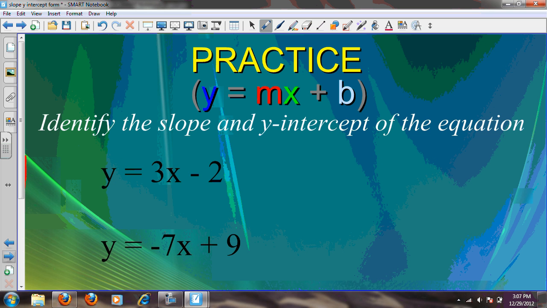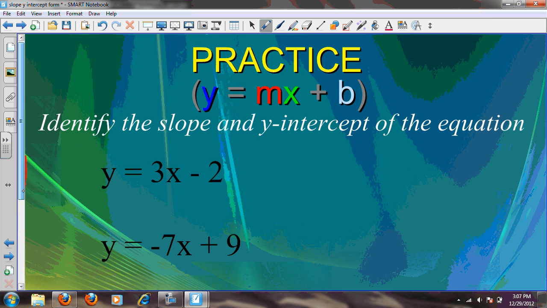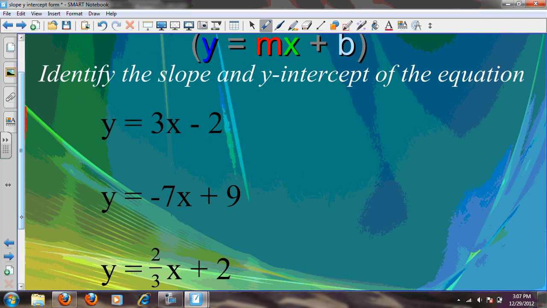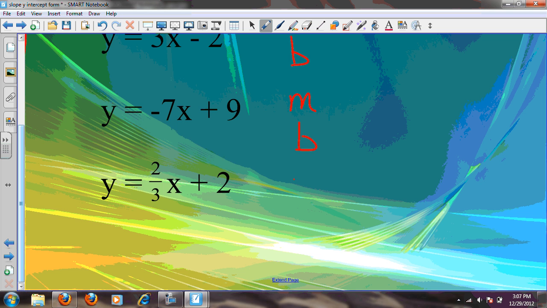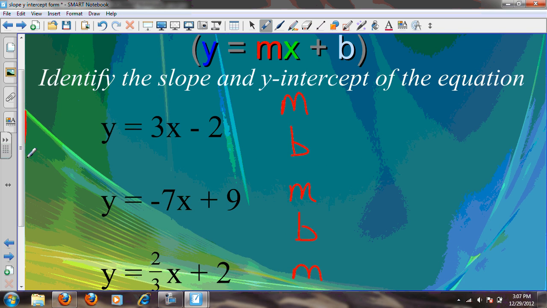Let's look at these. Identify the slope and the y-intercept. Okay? Here we go. And we're going to do this very, very quickly. Y equals 3x minus 2. What is the slope? 3. Okay? And what is the y-intercept? 2.